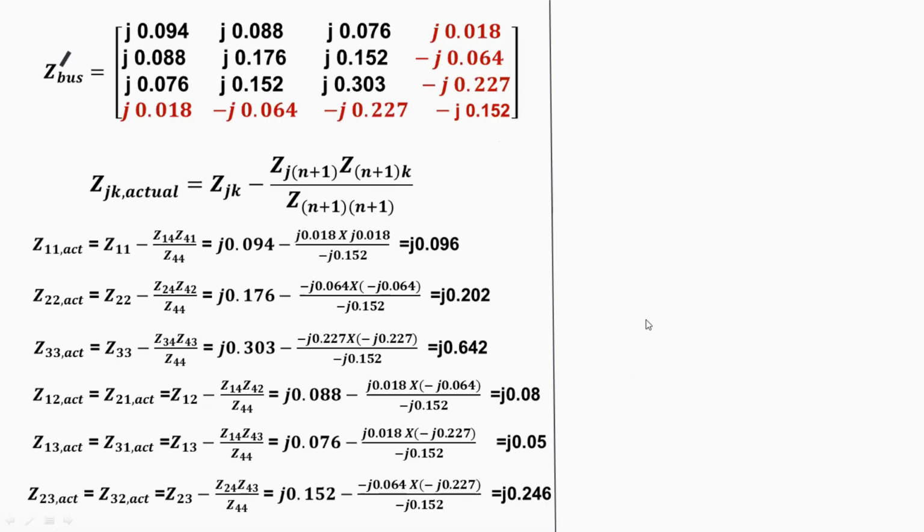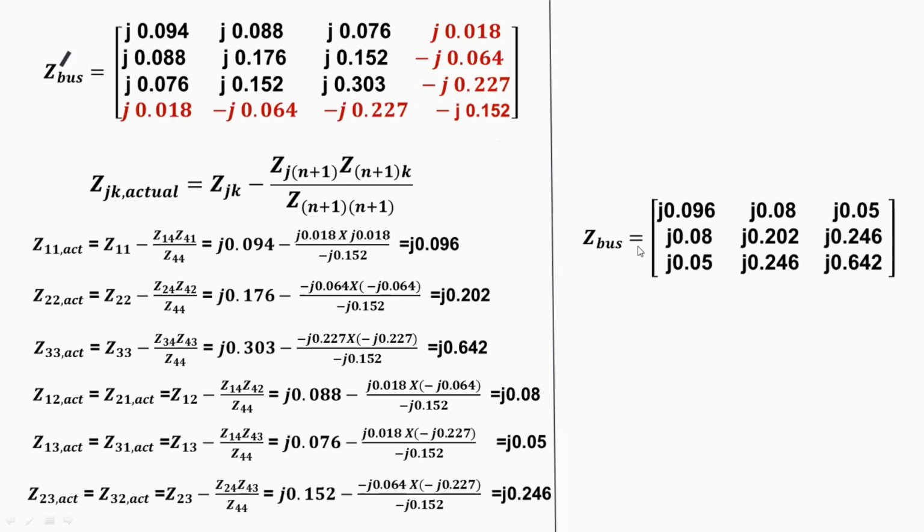j0.246. Now the matrix becomes Zbus equal to: first row j0.096, j0.08, j0.05; second row j0.08, j0.202, j0.246; third row j0.05, j0.246, j0.642. The order of the matrix is 3 by 3. The network also has 3 buses, so these two match. So this is the original bus impedance matrix. This is our answer.